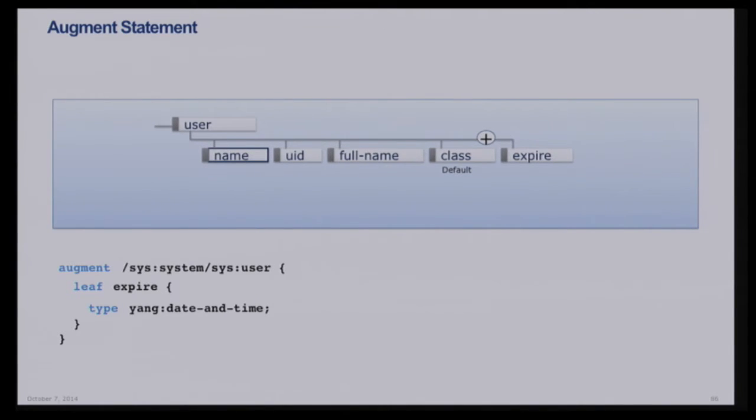So this, taken in combination with the sys module, will give a tree where the users actually have an expiration of type date and time. So it's a way of decorating known or existing modules with your own extensions, if you like. And it's still on the positive side, so it's adding things. You don't use augments to take away things.